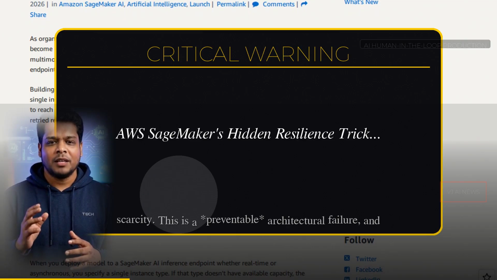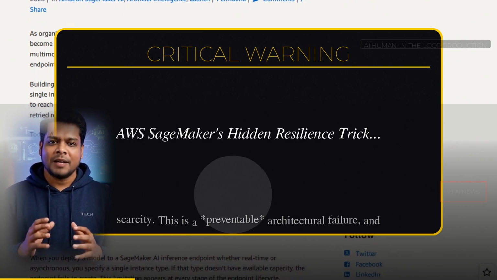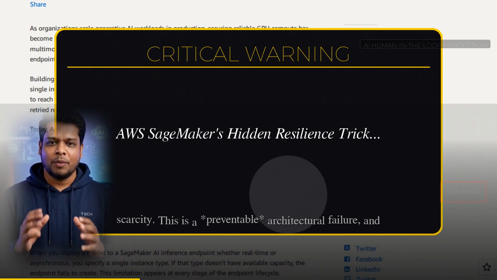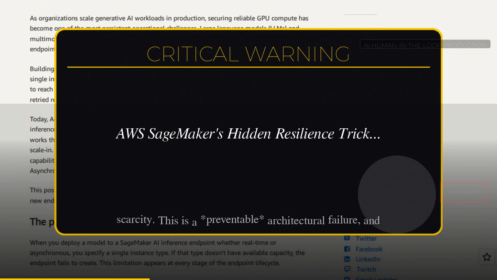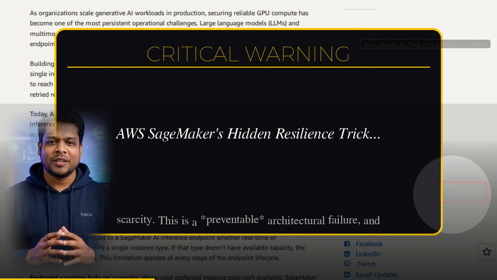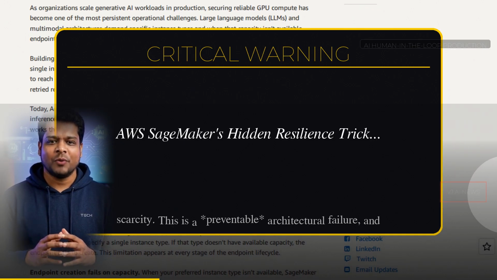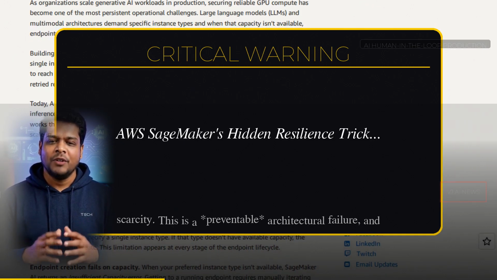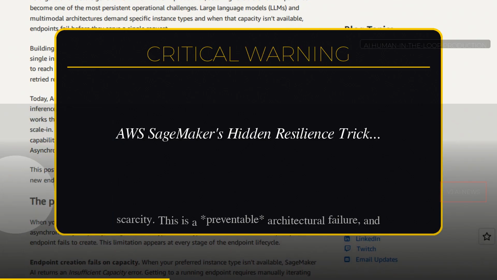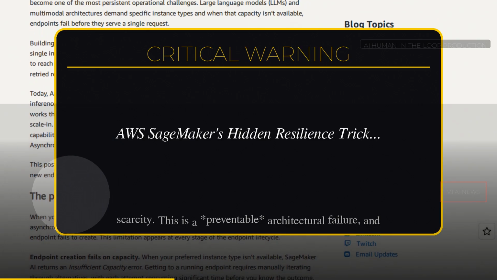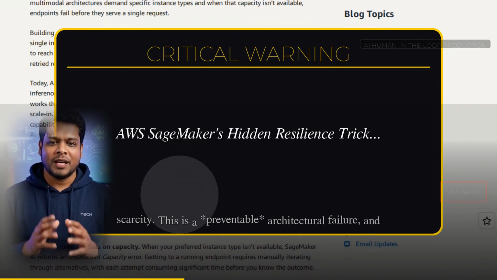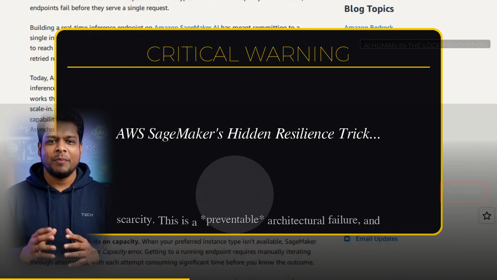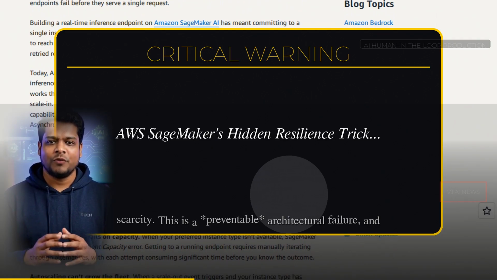So how do we fix this? We use SageMaker's capacity-aware instance pools. It's built on 3 core ideas. Number 1, prioritized instance list. Instead of requesting any single instance type, you provide a ranked list in your endpoint configuration. For example, first try the cost-effective G5.xlarge. If that fails, try the older G4dn.xlarge, and as a last resort, maybe a more powerful P4.2xlarge.